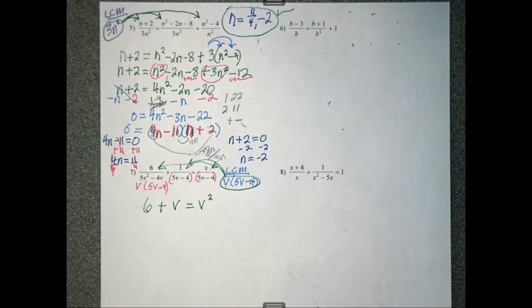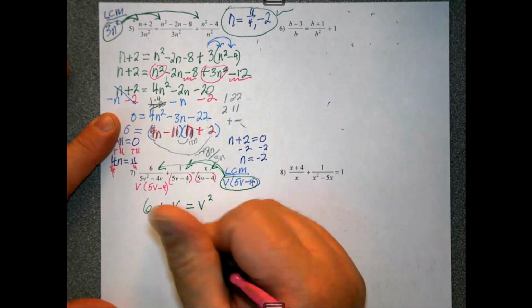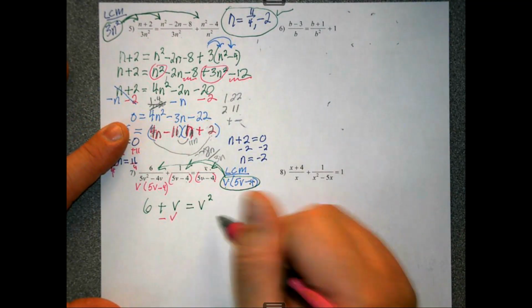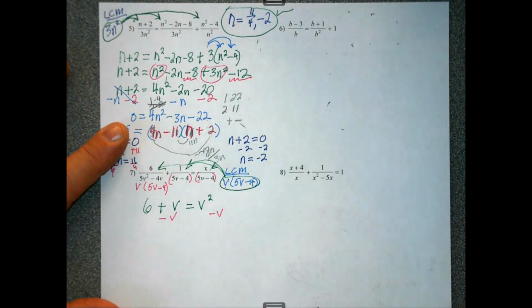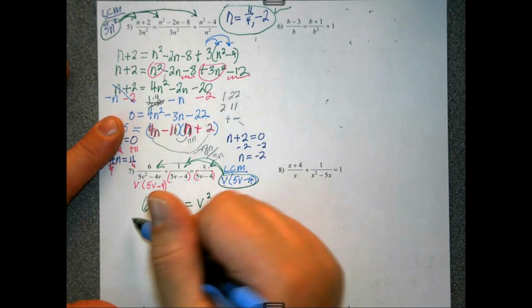Okay, I have a quadratic, so I'm going to need 0 on one side. So I'm going to subtract v, and I'm going to subtract 6.